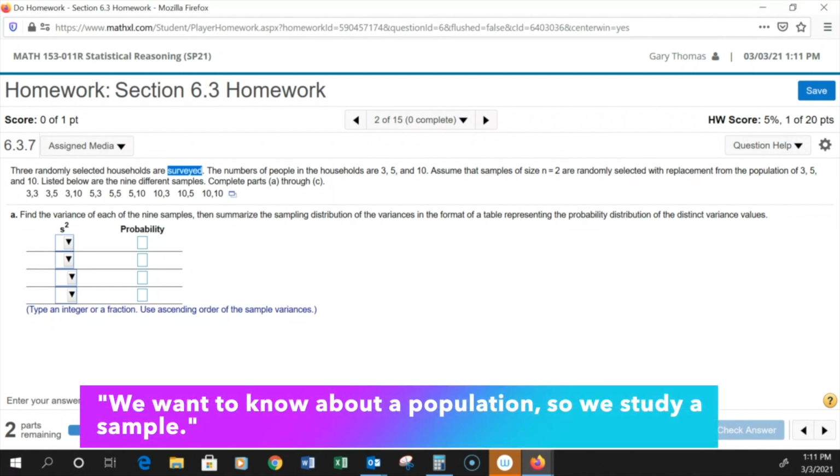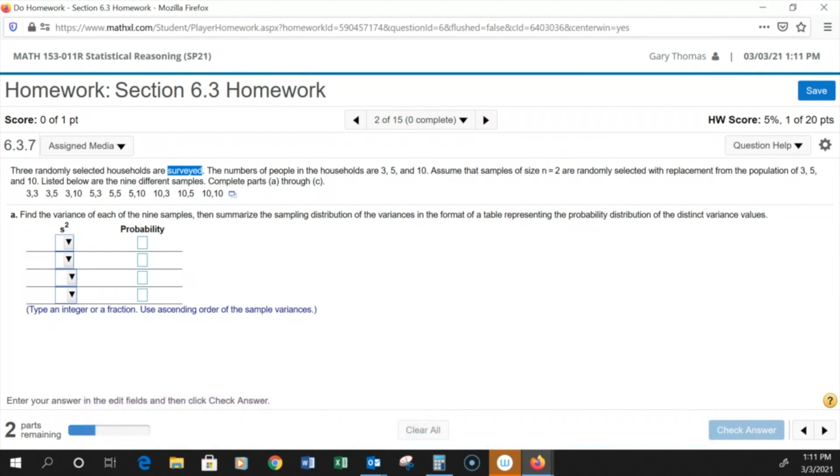And you say, well, if there's only 3 houses, how big is your sample? Well, it has to be at least 2, right? Samples of size 1 aren't very useful. So we'll talk to 2 of the houses. And what are the houses? Well, there's a house with 3 people living there and there's a house with 5 people living there and there's a house with 10 people living there. And we're going to grab samples of size 2 and we'll randomly choose.